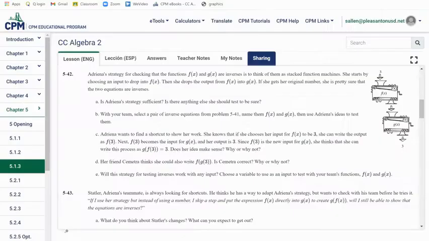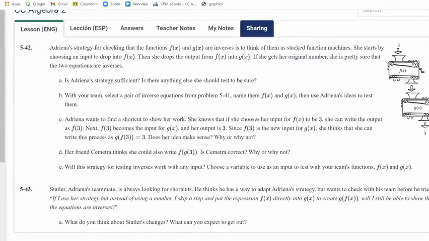Okay, so let's go ahead and look at C. Adriana wants to find a shortcut to show her work. She knows that if she chooses her input for f of x to be 3, she can write the output as f of 3. Next, f of 3 becomes the input for g of x, and her output is 3. Since f of 3 is the new input for g of x, she thinks she can write this process as g of f of 3.